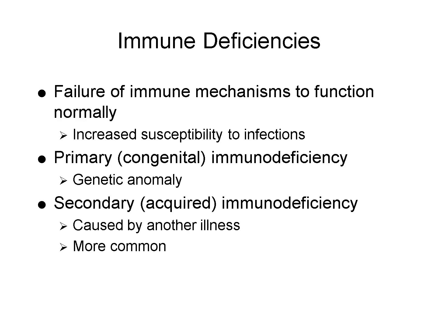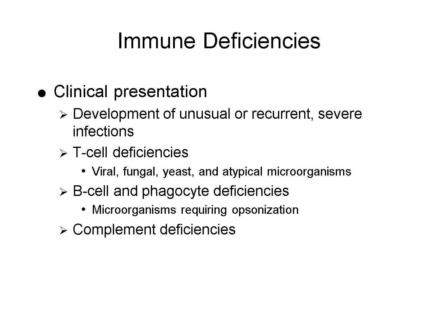Immune deficiencies occur when the immune system fails to function properly, increasing susceptibility to infections. These deficiencies can be primary, meaning they are caused by genetic defects present at birth, or secondary, meaning they are acquired later due to another condition or treatment. Secondary deficiencies are much more common and are often mild and temporary. The clinical hallmark of immune deficiency is the development of unusual, recurrent, or severe infections.